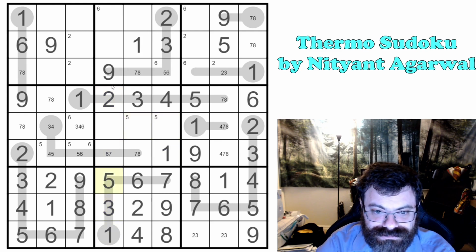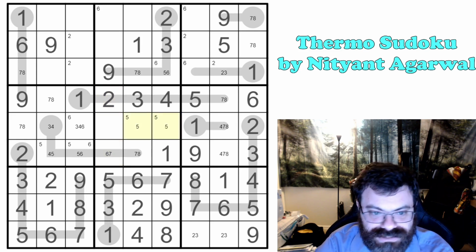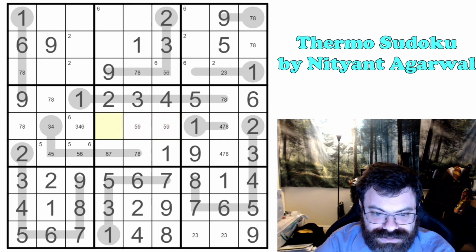1, 3, 9. Yeah, this is a 5-9 pair. Only places for 5 and 9 in the box. So this is a 6, 7, or 8. So that means 3 is one of these two. We have 5, 9, 4. 3 is one of these two.